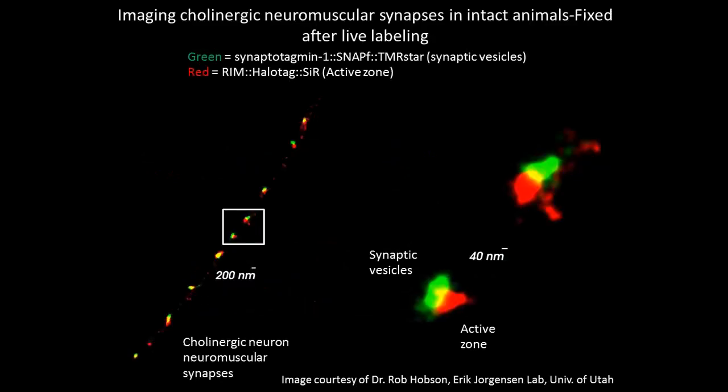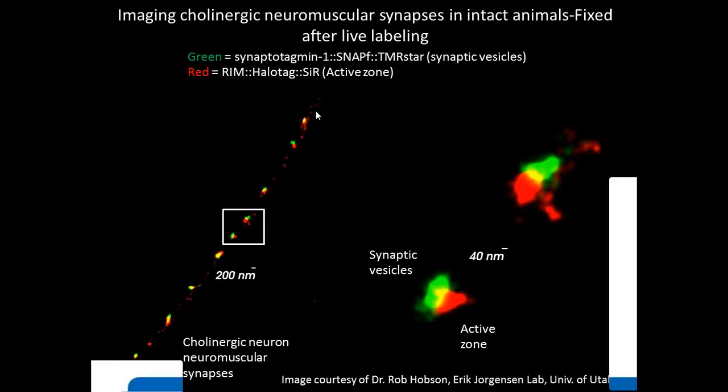Here's another example, looking at the NMJs, the neuromuscular synapses, in the worm. This is one of my favorite images. You can see the active zone marker and the synaptic vesicles that you're marking here.